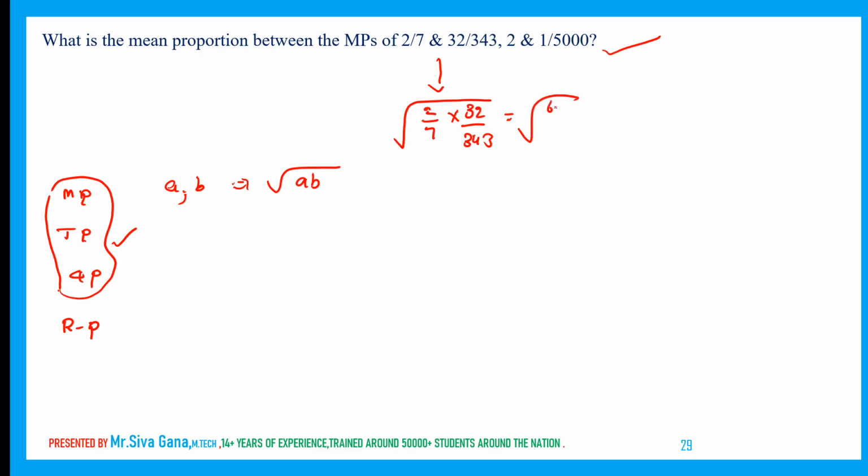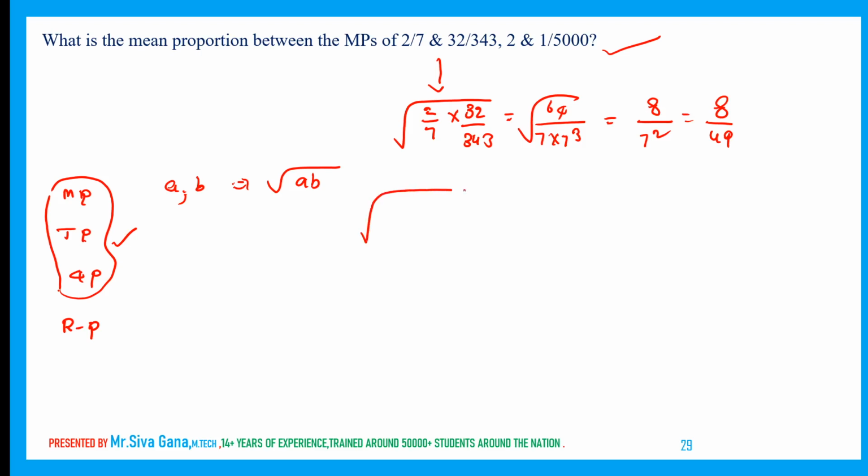Now first I'm going to calculate the mean proportion of 2 by 7 into 32 divided by 343, which is nothing but 64 divided by 7 cube. Numerator is 8 square, denominator is 7 to the power 4, so 8 by 7 square, which is nothing but 8 by 49. That is the mean proportion of the first two terms.